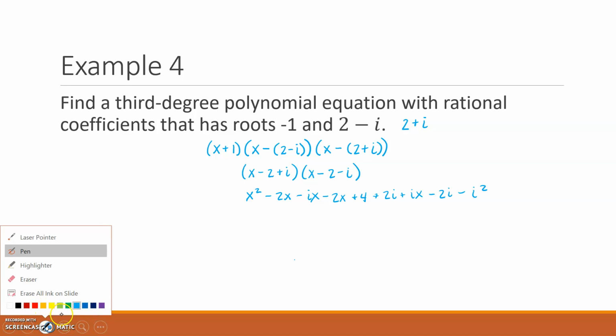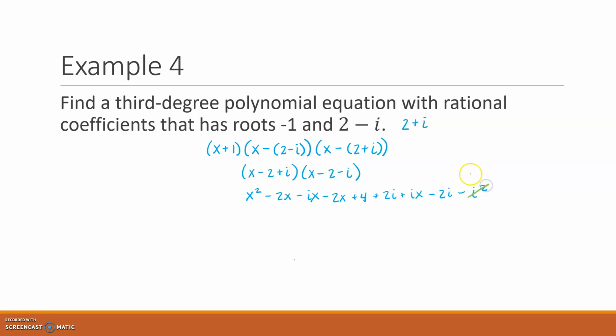I know that i squared is equal to negative 1. Let me look at what my like terms are. I've got 1x squared, no others. Now I'm going to look for x's that have a number with it. So I've got this one and this one. I think that's it. I've got some x's with i's, I have i's with numbers, and then I have some constants.